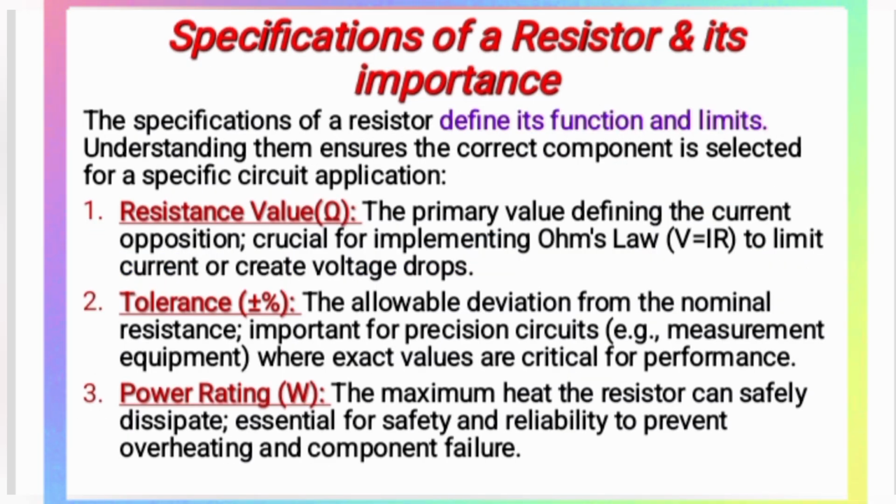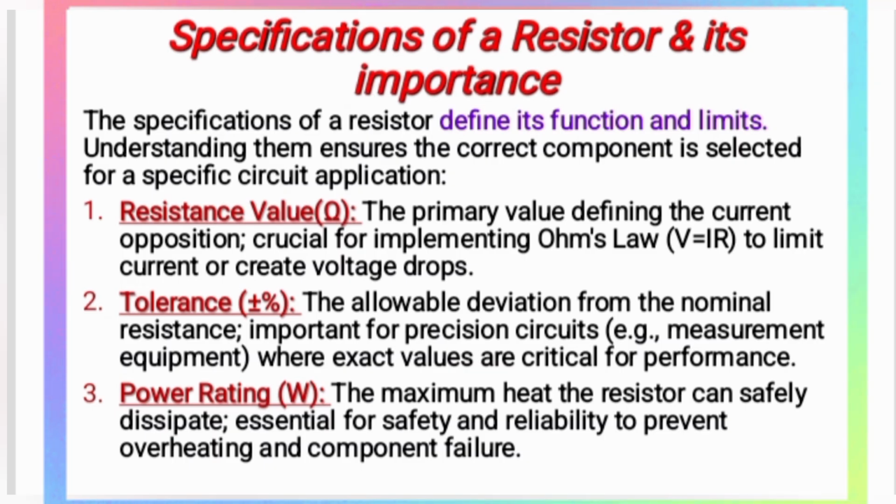Specifications of a resistor and its importance. The specifications of a resistor define its function and limits. Understanding them ensures the correct component is selected for a specific circuit application. Resistance value, omega: the primary value defining the current opposition, crucial for implementing Ohm's law, that is V equals IR, to limit current or create voltage drops. Tolerance, plus or minus %: the allowable deviation from the nominal resistance, important for precision circuits, for example, measurement equipment, where exact values are critical for performance.